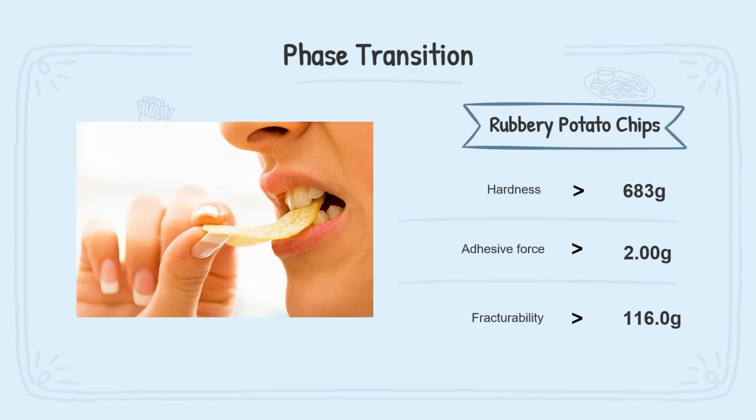The adhesive force needed to separate the potato chips by mouth biting is greater than 2 gram. This indicates more energy required when eating rubbery potato chips. Fracturability of rubbery potato chips also will be higher than 160 grams, which means the chips will start to break when a force higher than 160 grams is applied.